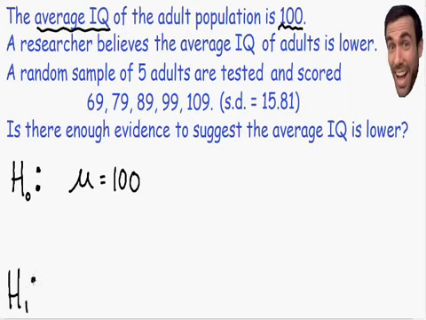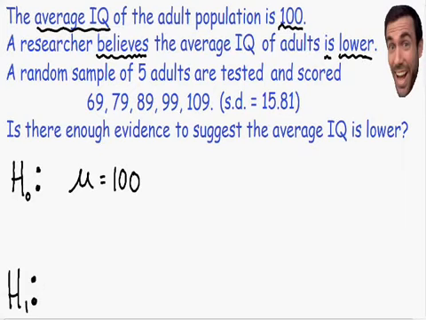It doesn't matter. And the alternative hypothesis is always what is being claimed. In this example, it says a researcher believes, he is claiming, that the average IQ of adults is lower. And these two words are really important: is lower. He's claiming that the average has gone down. It's decreased because it is lower.